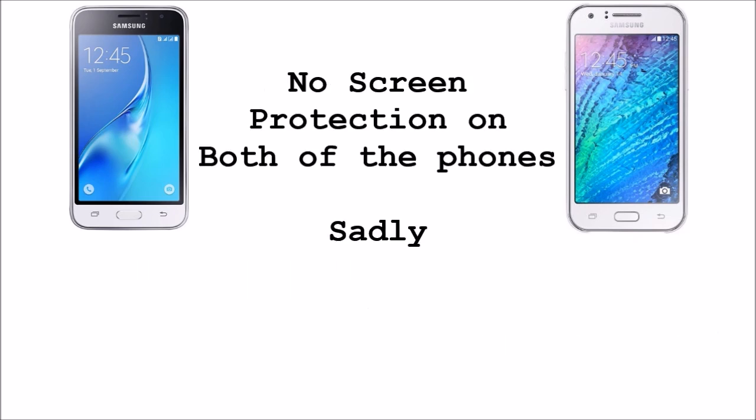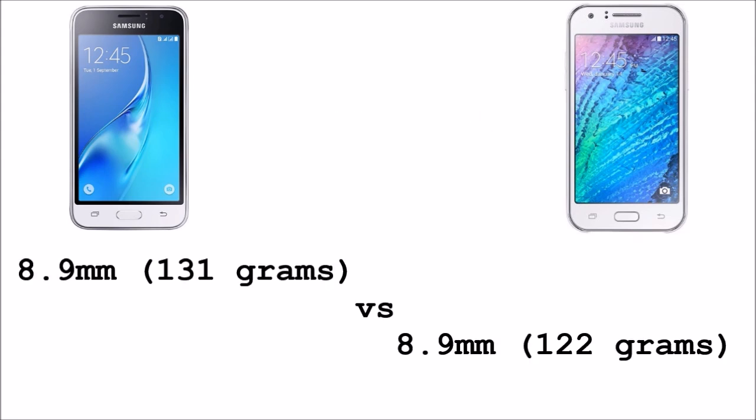As for the screen protection, it is not available on both of the phones, so you're gonna need that screen protector and you have to change it every 3 or 4 months. Coming to the feel and weight, the J1 2016 is 8.9mm, weighing 131 grams, while the J1 2015 is also 8.9mm and weighing 122 grams.